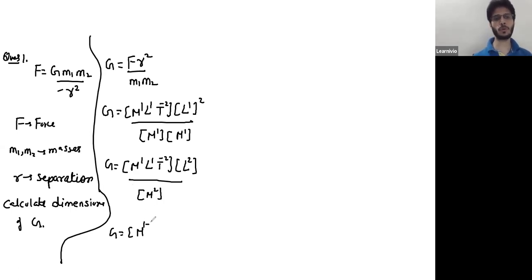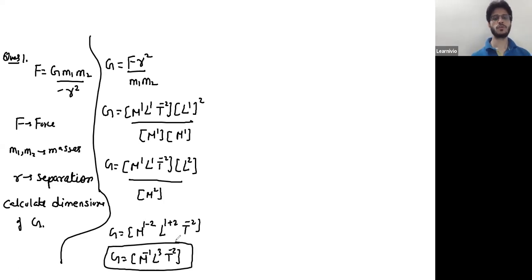So this is M to the power 1 minus 2. It's L1 into L square, so that's L to the power 1 plus 2. Then this is T to the power minus 2. What do you mean by R? R is length, sir. Separation between two masses, which is length. So the dimension formula of G is M minus 1 L cube T minus 2. This is the dimensional formula for the universal gravitational constant.